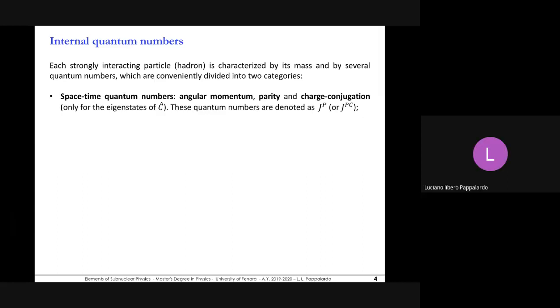Okay, so let me go back for a while about symmetries and transformations. Each strongly interacting particle, that we call hadron in general, is characterized by its mass and by several quantum numbers, which are conveniently divided into two main categories. The first one is space-time quantum numbers: angular momentum, parity, and charge conjugation, in case the hadron is an eigenstate of C. Okay, and these quantum numbers are denoted either as JP or JPC in the case where the hadron is also an eigenstate of charge conjugation.